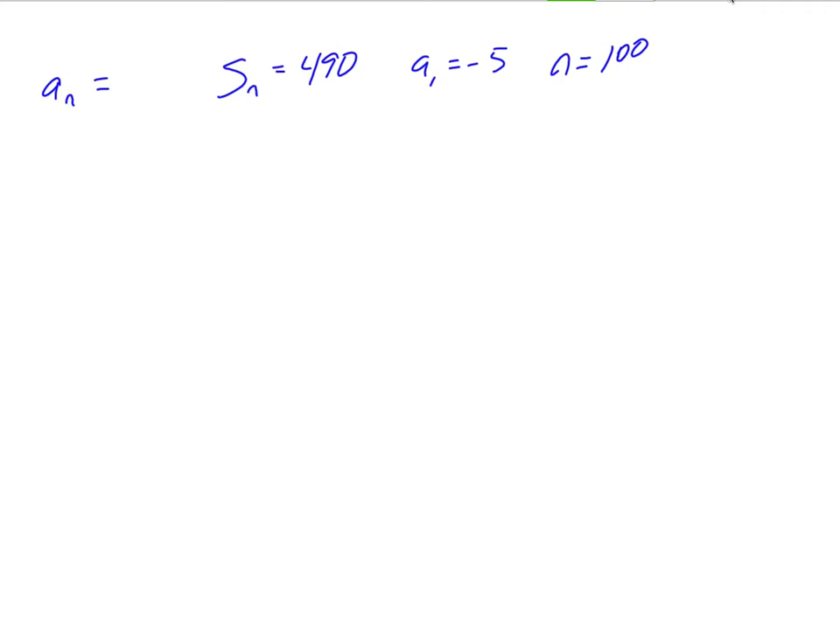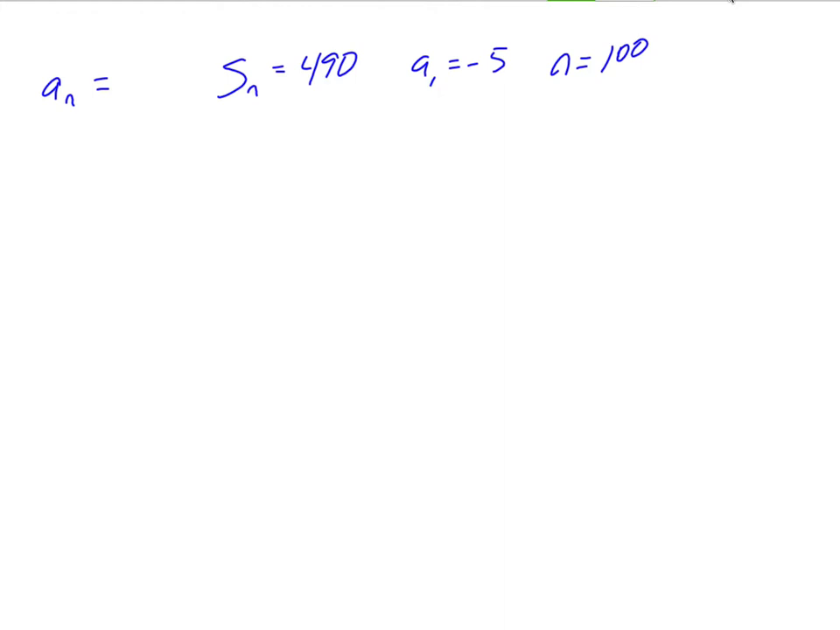Alright, so on this first one, it wants me to find a sub n, and it gives me S sub n is 490, a sub 1 is -5, and n is 100. So we want to use one of our two sum formulas to help us figure out what a sub n is. What does a sub n represent? Last number in the sequence. Last term in the series. A sub n represents the last term in the series.